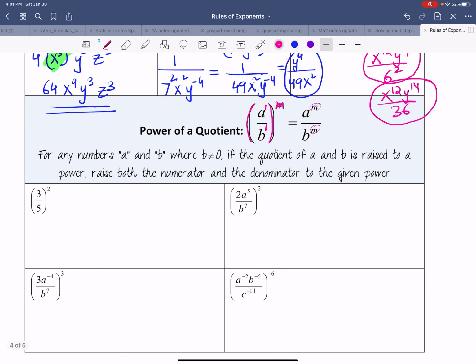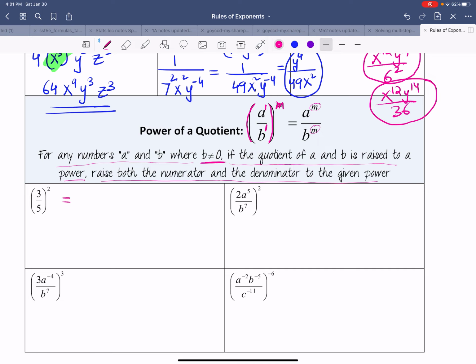For any numbers a and b, b not equal to 0, we don't ever want our denominator to equal 0. That's a big domain restriction. So the denominator cannot equal 0. We cannot divide by 0. We've talked about it, it's big trouble. If the quotient of a and b is raised to a power, raise both the numerator and denominator to the given power. So inner exponents multiply with the outer exponents.